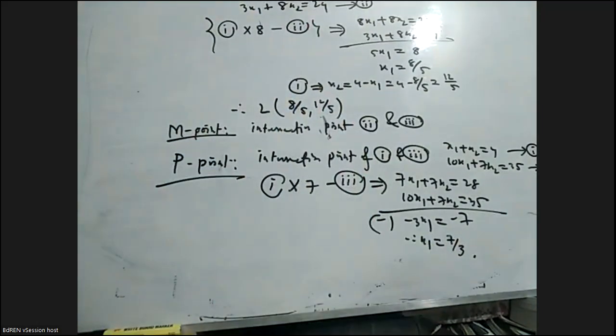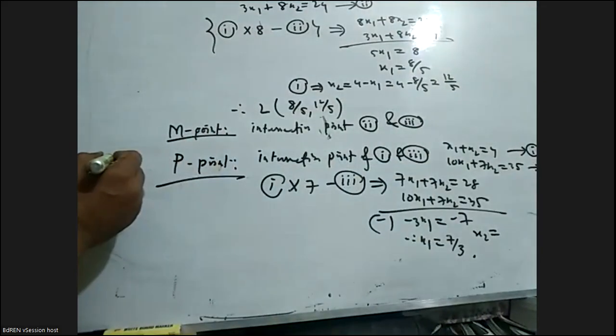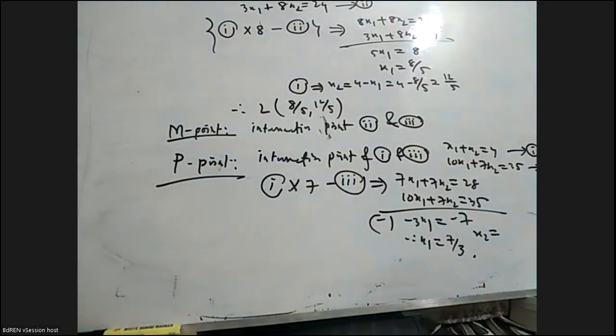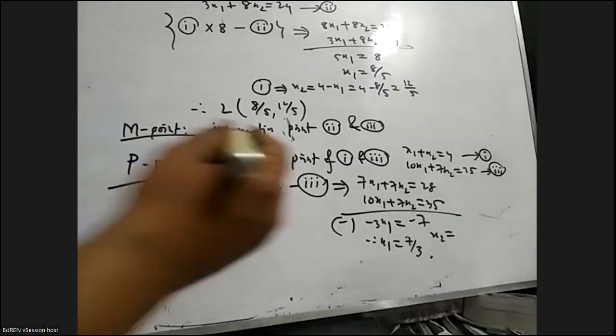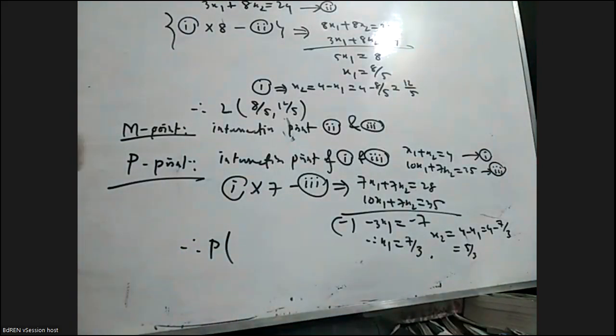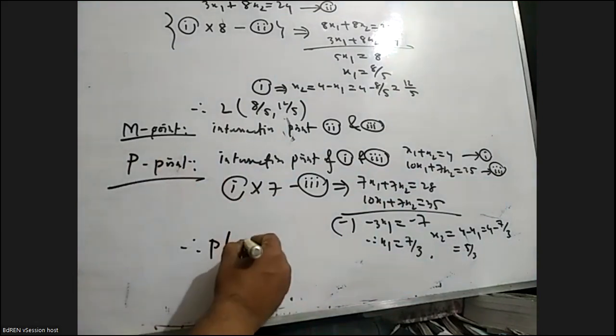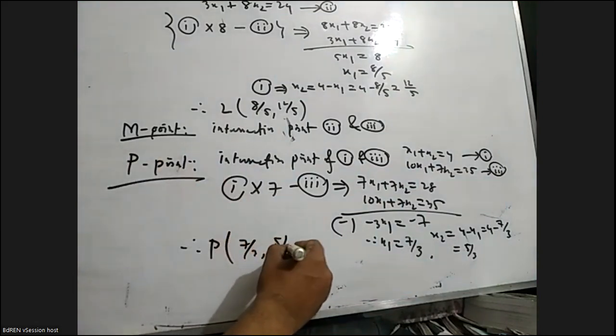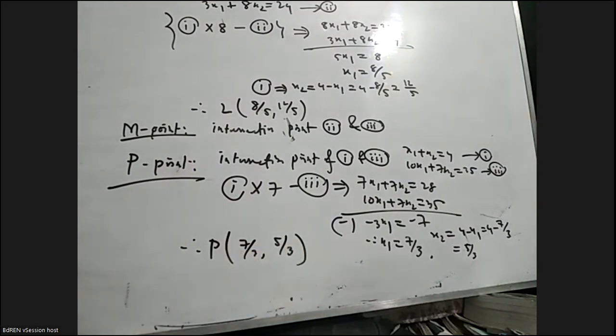And x2 equals what? x2 equals 4 minus x1, equals 4 minus 7 by 3, that means equals 5 by 3. Therefore, point P, we got 7 by 3, 5 by 3.